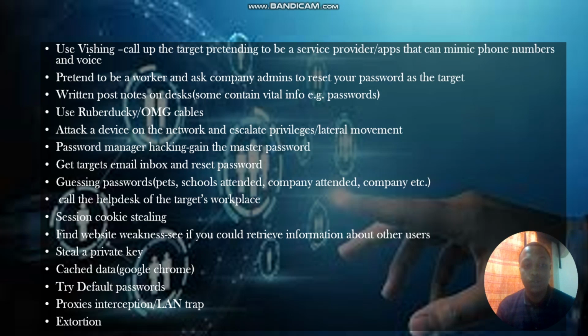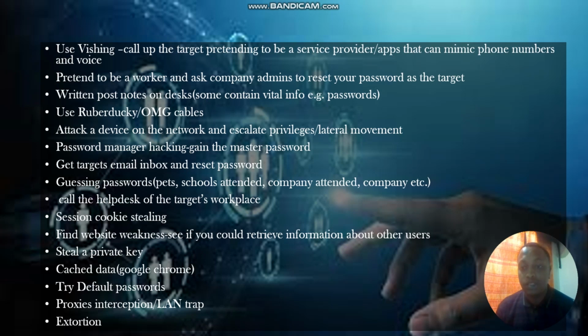Another way we could do this is by getting into our target's email inbox and trying to reset their passwords. We all know this. If you are logged out of or locked out of your account, what you basically have to do is go to the specific account, click on forgot password, and the password will be reset for you using certain procedures. These days, that uses two-factor authentication. But trust me, there are very many ways to ensure that you have reset this password.